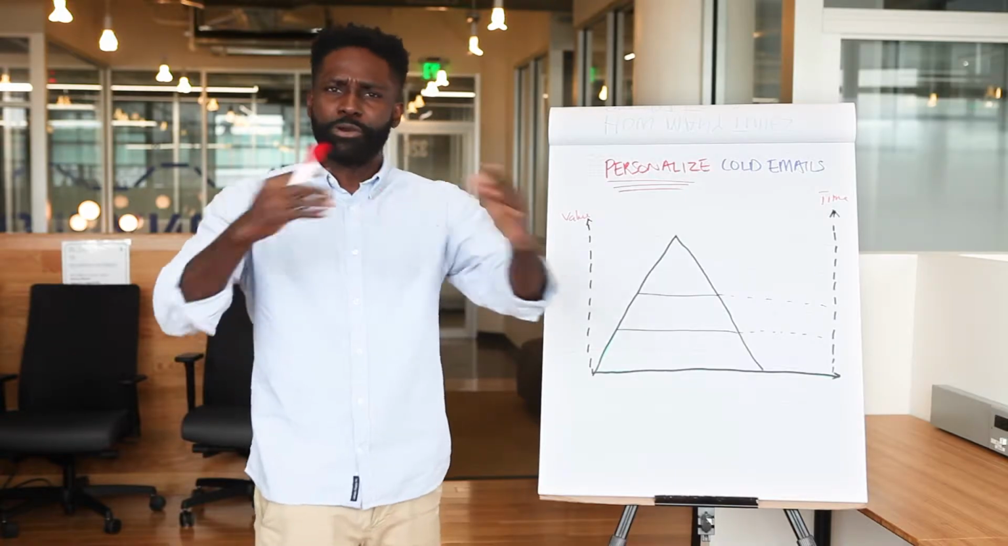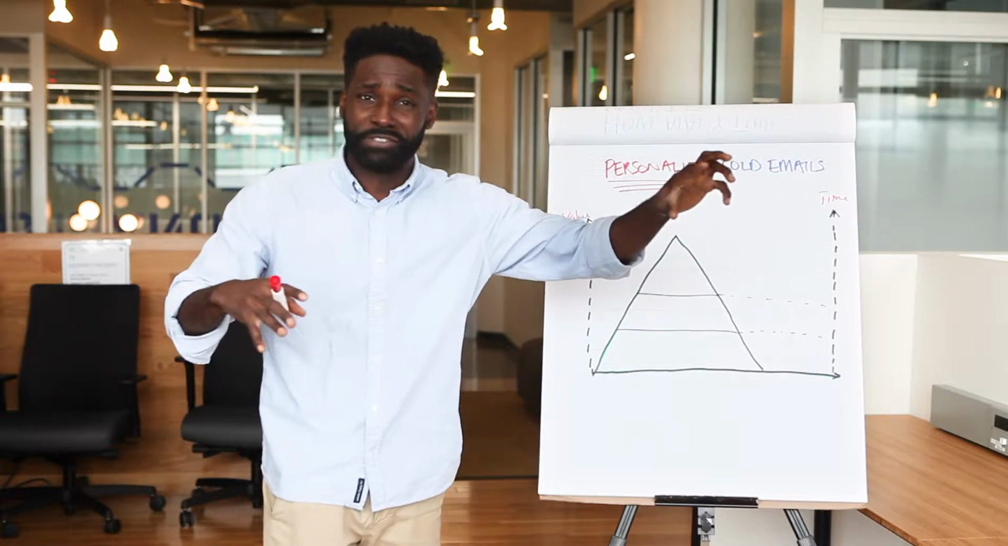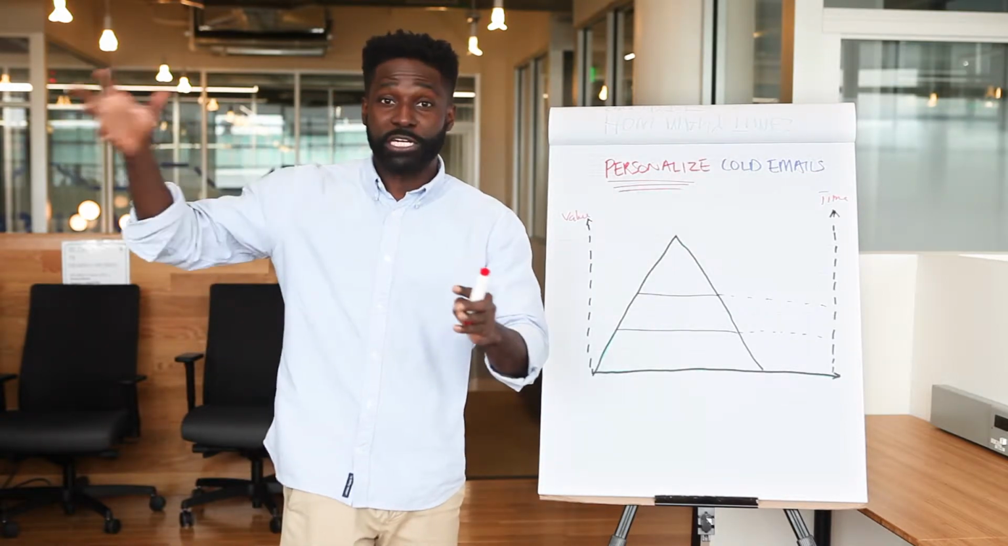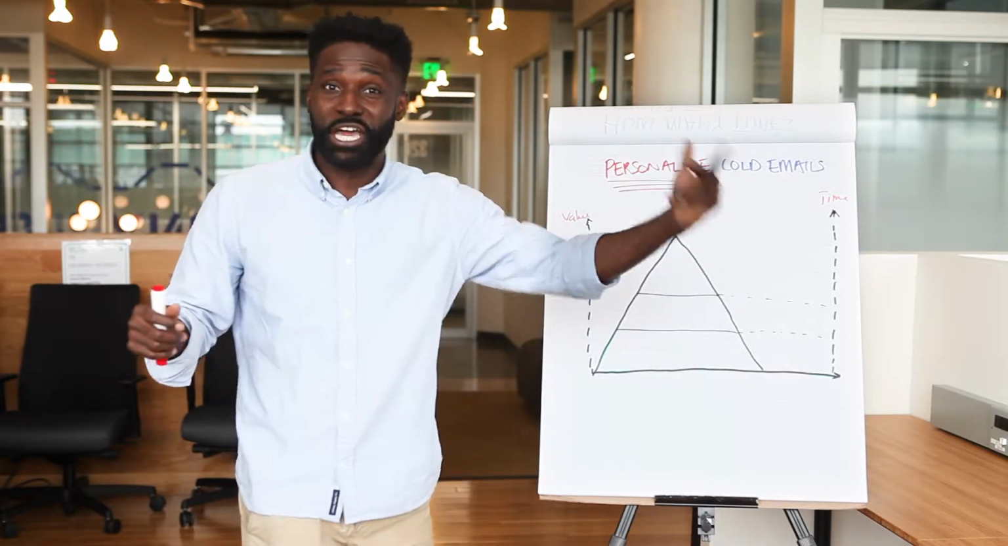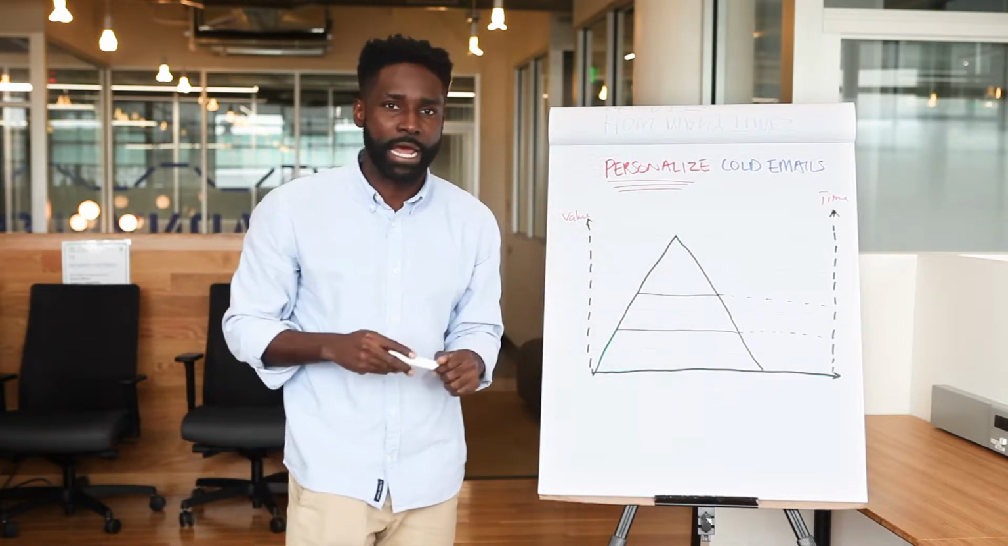So if you remember in previous episodes, we talked about how to write a highly effective cold email. You have three variables, three components. You have the research, you have the relevance, and you have the request. So I'm going to focus a little bit more on the research right now.